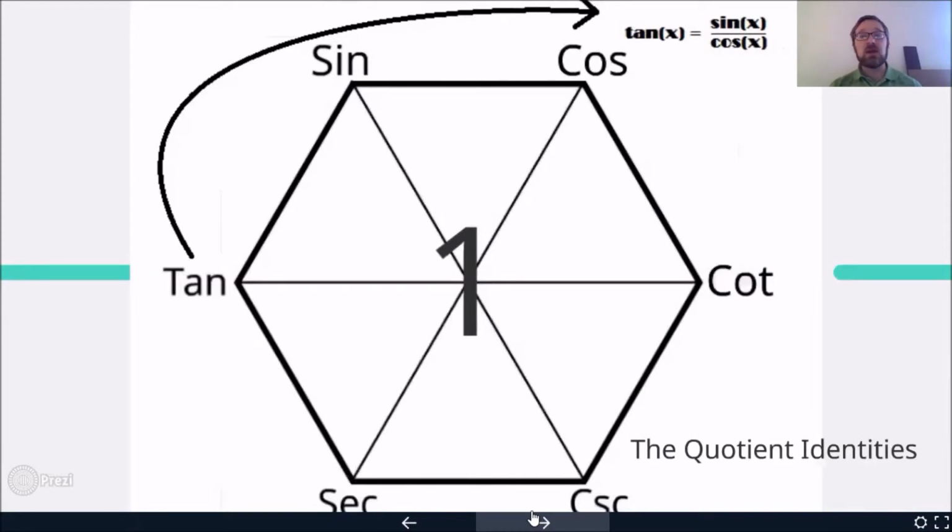So hopefully this helps you with memorizing. It's a heck of a lot easier than a big long list to just have this hexagon drawn on there. There you go. Thanks. Look forward to seeing you on the next one.